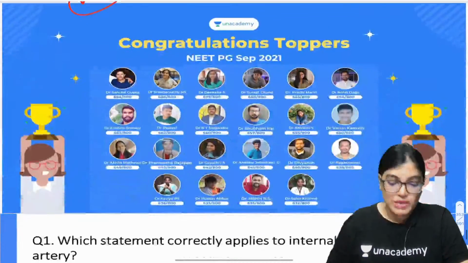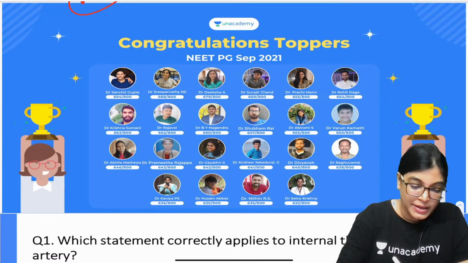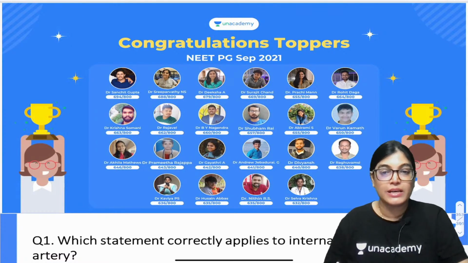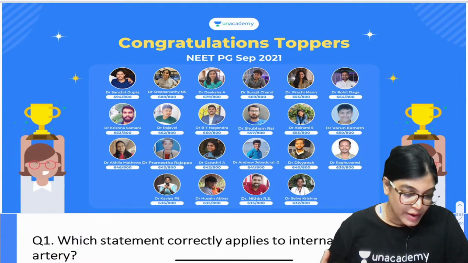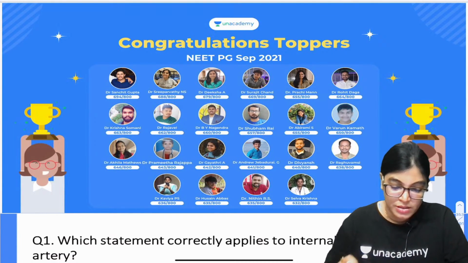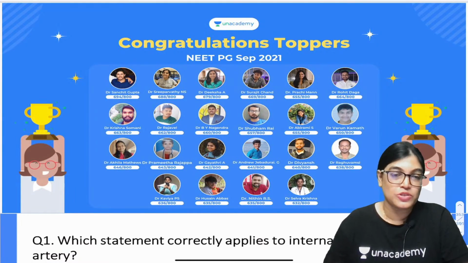I also want to congratulate the students who have cracked the NEET PG examination with a high rank and a good mark. I am very glad to share their images with you so that you can get a boost of preparation. And also I want to tell you that you can also be the toppers. Just be dedicated to your study.